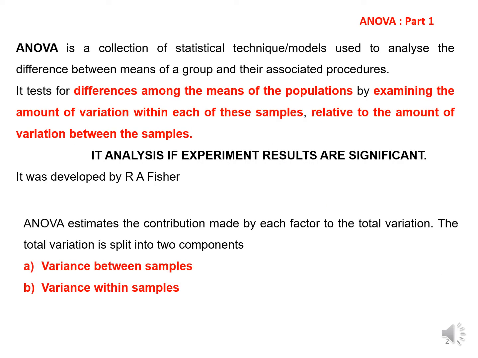ANOVA is the analysis of these variances. ANOVA can be defined as a collection of statistical tools which helps us to analyze the difference in variance between the groups and within the groups. It helps us to conclude whether our experimental results are really significant or due to some error or by chance. The total variation is split into two components, variance between samples and variance within samples.